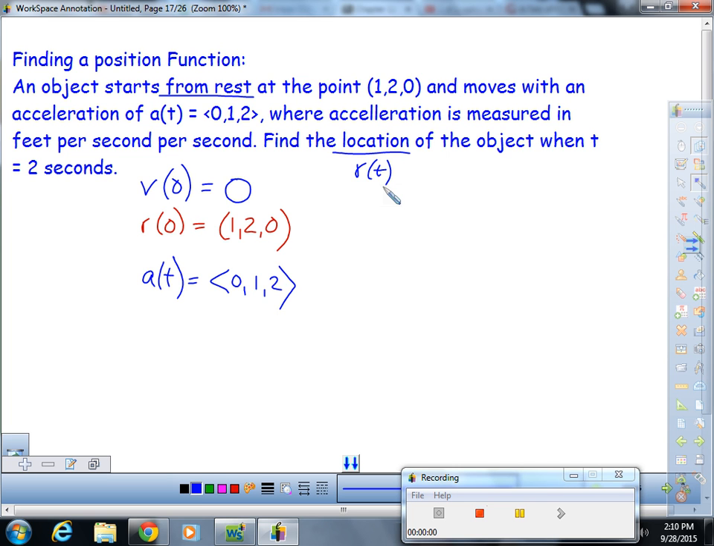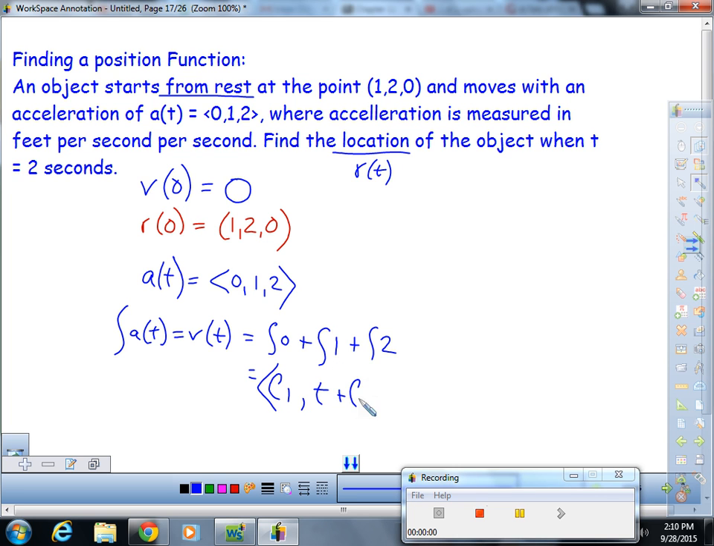So, if that's a of t, the integral of a of t is going to give us v of t. Okay? So, v of t is going to be the integral of 0 plus the integral of 1 plus the integral of 2. So, that is C1. The integral of 0 is just a constant. It's 0 plus a constant. The integral of 1 is t plus some other constant. And the integral of 2 is 2t plus some constant. So this right here is our v of t.